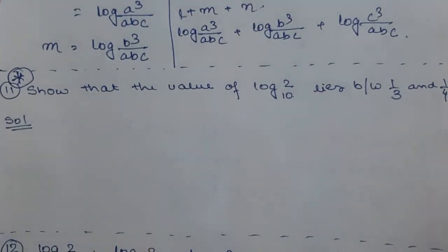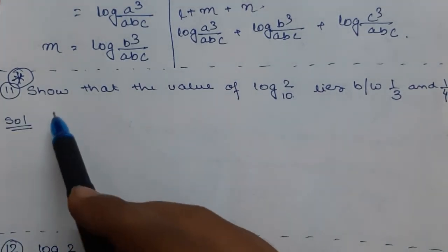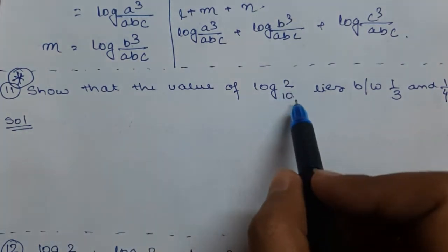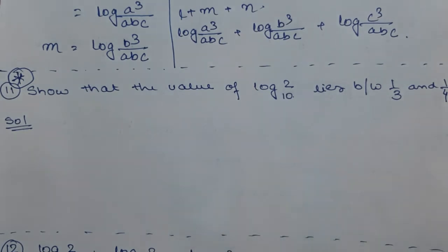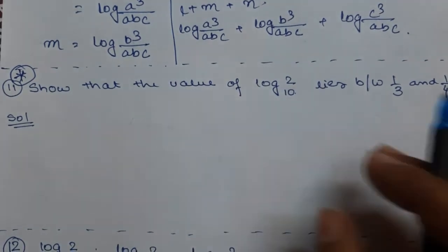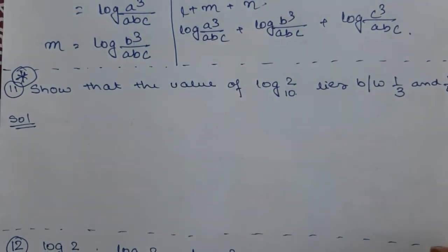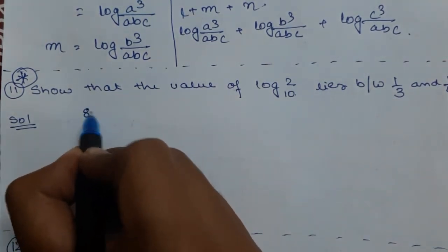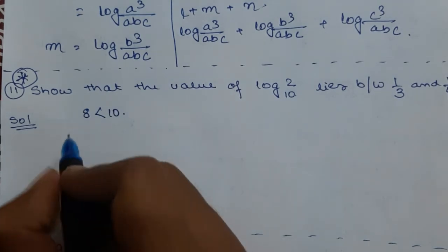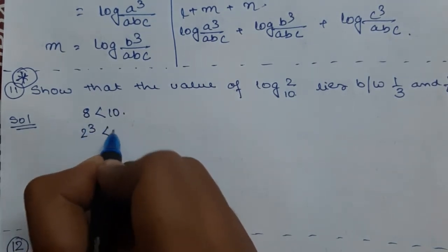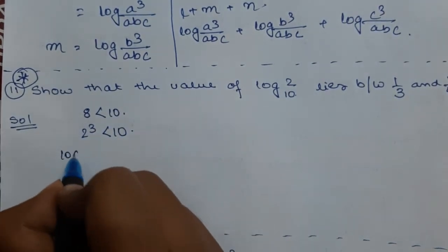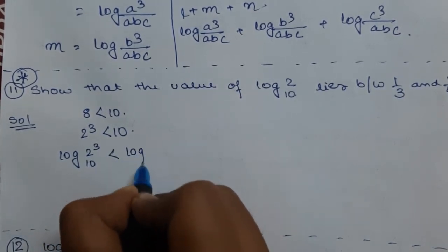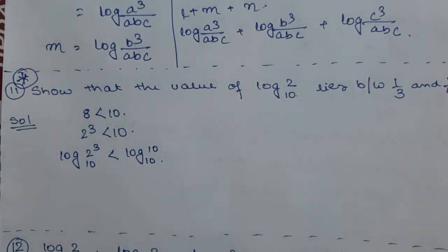Okay, in WBJEE it will not say show that, it will give the value of log 2 to the base 10 lies between. There will be 4 options, right? So how will I do such type of problem? Now here, as we know, 8 is less than 10, right? There is no problem. So 8 means 2 cube is less than 10, right? If we take log both sides, log to the base 10, it will result to log 10 to the base 10. I think there is no problem.